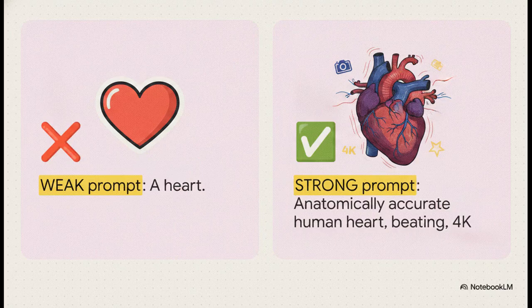To really put this into perspective, let's compare a weak prompt to a strong one. If you just type a heart, the AI is essentially flipping a coin between giving you a cute cartoon Valentine or a medical diagram. It's a total guess. But check out this strong prompt. Anatomically accurate human heart, beating rhythmically, visible blood vessels, dark background, 4K slow motion. Boom. You hit the subject, action, setting, and style. You are guaranteed a highly detailed, accurate visual.